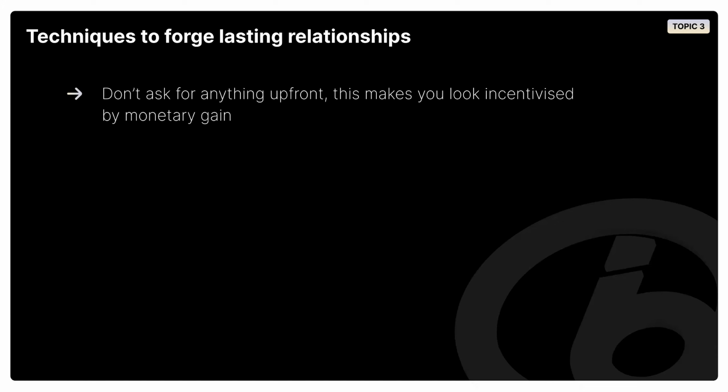Now, first things first, we're looking at the technique, the strategy. How do we make sure that when we meet somebody, the relationship lasts for a good time and is valuable throughout? The first thing we want to make sure that we don't do is ask for anything up front. This makes you look incentivized by monetary gain.